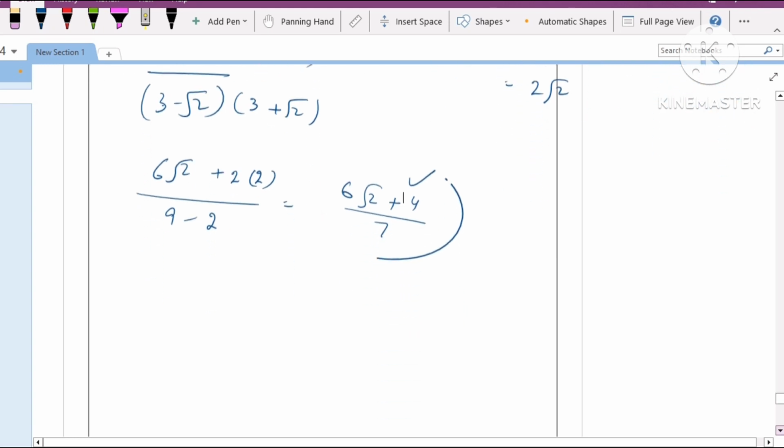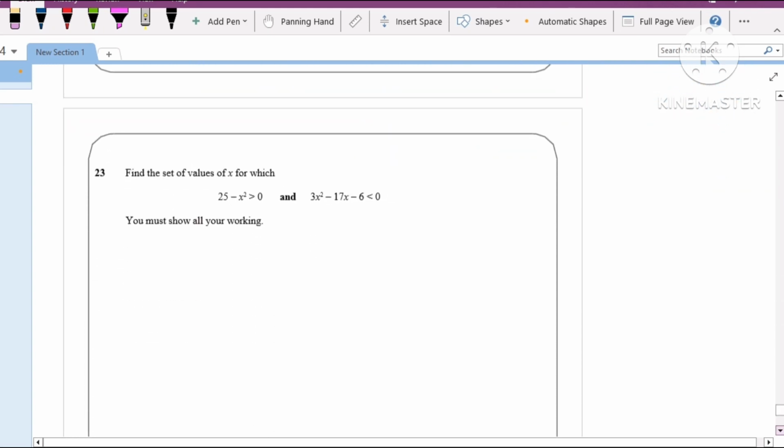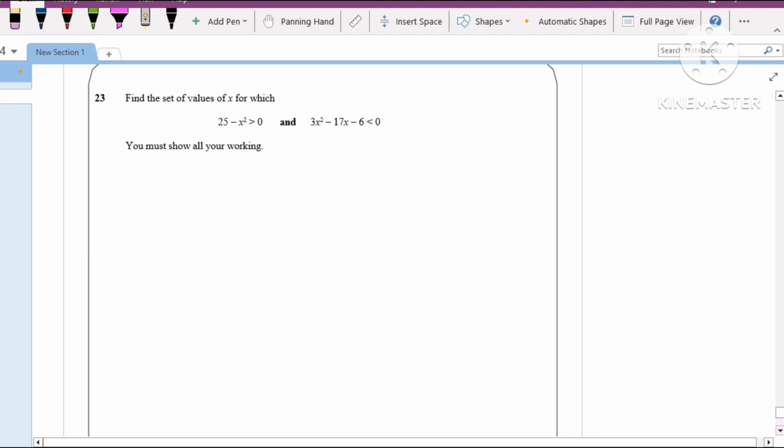The last question, 23. So 25 minus x square greater than 0, and this is a quadratic inequality. You have to solve these. 25 minus x square greater than 0. Just solve this just like an inequality. This minus x square becomes positive there.